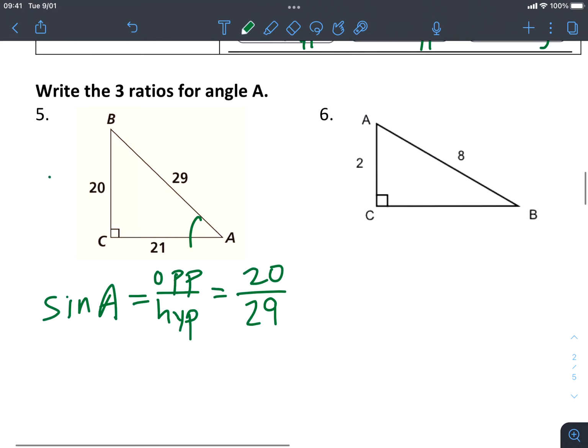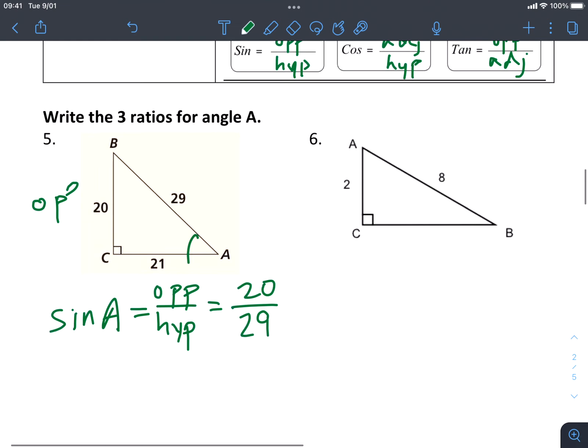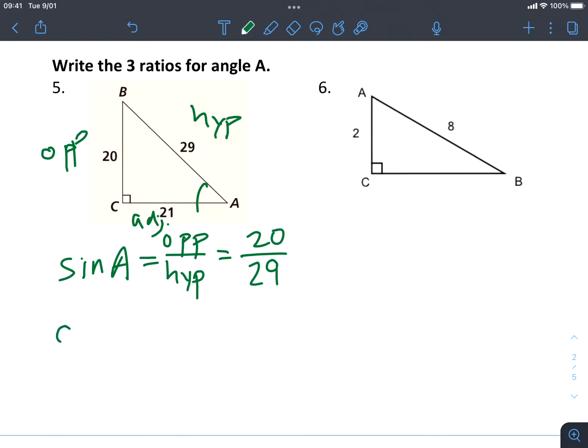Let's go ahead and label them as well. Opposite, hypotenuse, and this is adjacent. So my opposite over hypotenuse, 20 over 29, leave it that way. My cosine of A, again, is adjacent over hypotenuse. So my adjacent is 21 and my hypotenuse is 29. That's that.